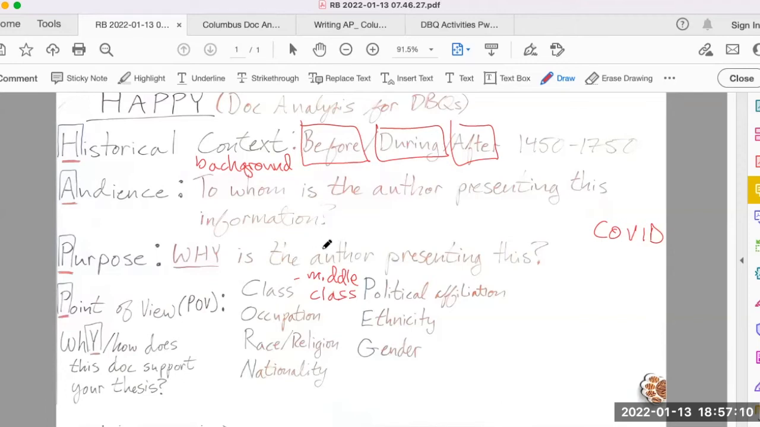Okay, so go ahead and take a moment to describe what you think Christopher Columbus's class would be. So go ahead and pause the video and jot down an idea.